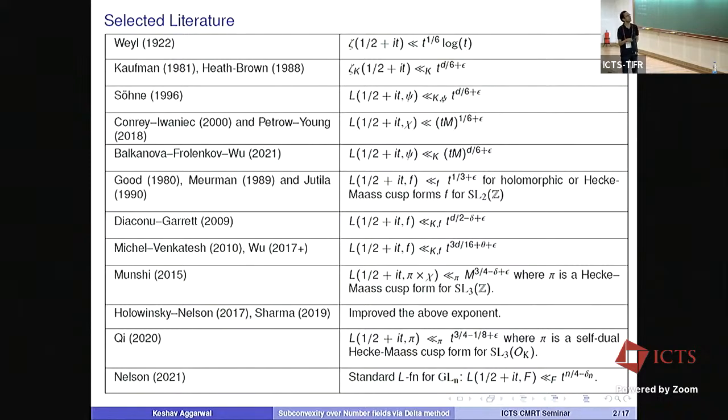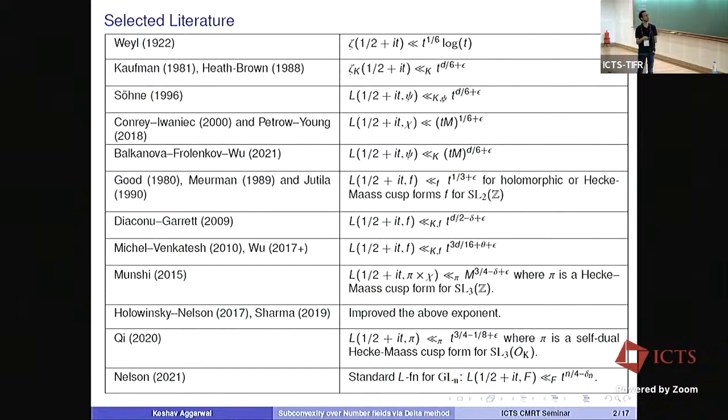I should mention the result of Ritabrata Munshi, who proved the bound of m to the 3/4 minus delta. Now over here, pi is any Hecke-Maass form for SL3. There was a result by Xiaoqing Li before that, who proved a similar result for self-dual Hecke-Maass forms. Over here, the Maass form is fixed. It's for GL3, that's why you see the cube over here. Chi is varying, it's the Dirichlet character of level m or conductor m. And they obtained certain exponents.